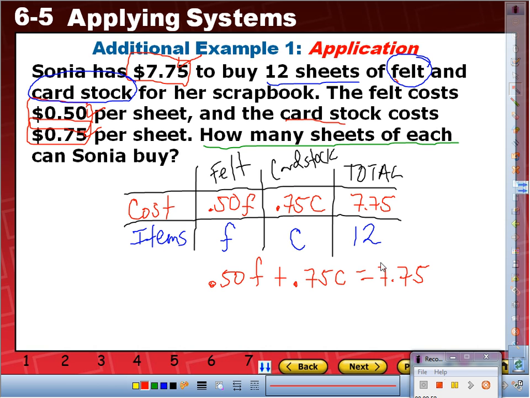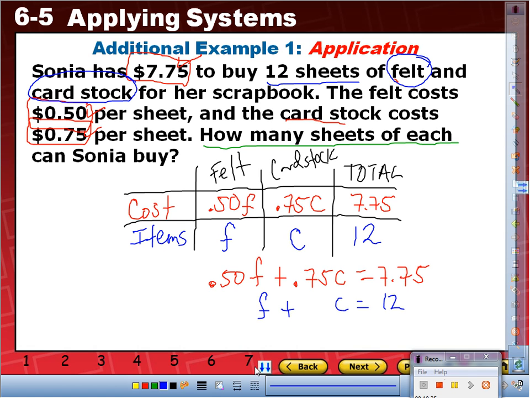And where did I get this from? From here. So therefore, think about it. What goes underneath here? Think about it. Don't say it out loud. If this I got from here, then what goes here? Who saw the second equation already? The number of felt cards plus the number of cardstock sheets will equal to how many? 12. So therefore this is F plus C equals 12. Does everybody see that? Okay.